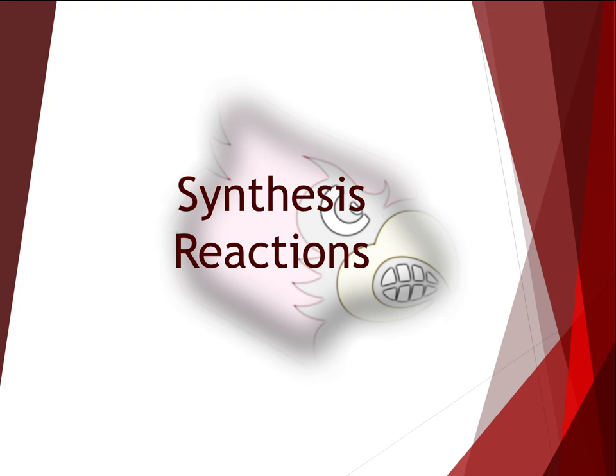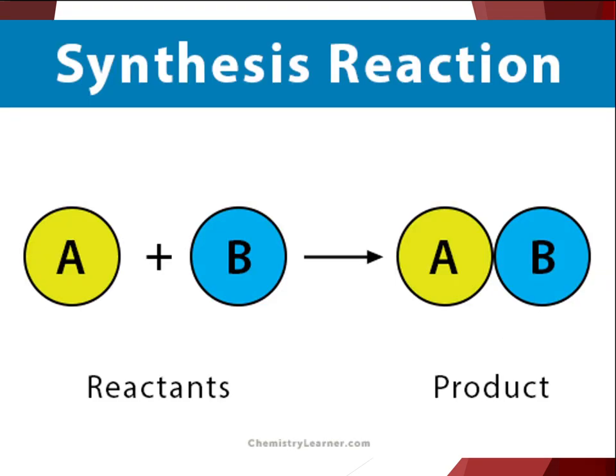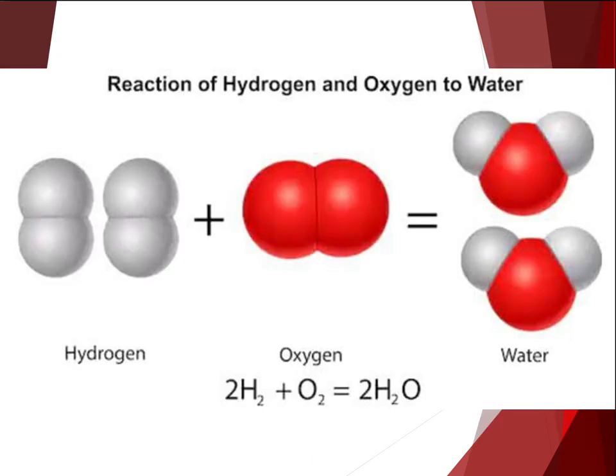Our first type, synthesis reactions. A synthesis reaction occurs when 2 or more reactants combine to form a single product. This type of reaction is represented by the following general equation. A plus B reacts to yield AB. A and B can be elements or they can be compounds, but AB is a compound.